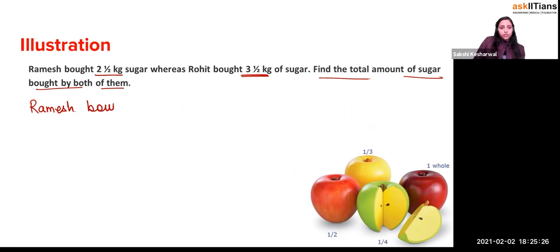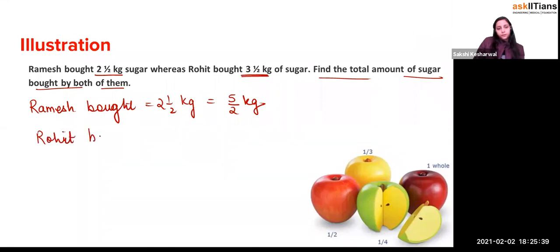Ramesh bought how much? 2.5 kg. Right. So, which is equals to what? 5 by 2 kg. Right. Similarly, Rohit bought how much, beta? Rohit bought 3.5 kg, right? So which is equals to what, beta? 7 by 2 kg, right?